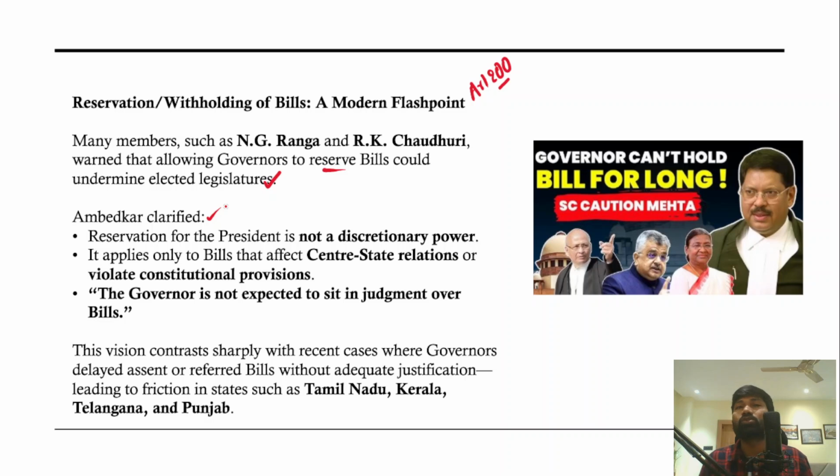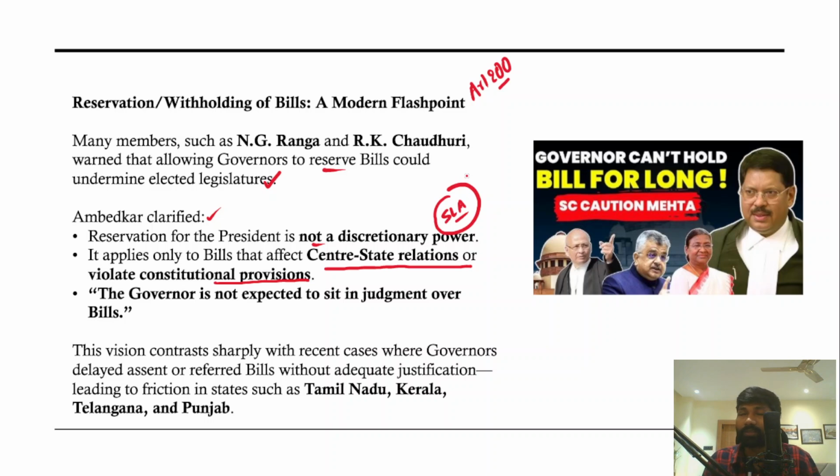However, Ambedkar has clarified this again. He said reservation for the president is not a discretionary power of the governor. Reservation of bills only applies to bills that affect center-state relations or violate constitutional provisions. Imagine if the state legislative assembly passed a bill that violates center-state relations and constitutional provisions, only in that case may the governor reserve the bill for the consideration of the president. Otherwise, he cannot reserve every bill for the consideration of the president, because it may lead to delay in giving assent to those bills.